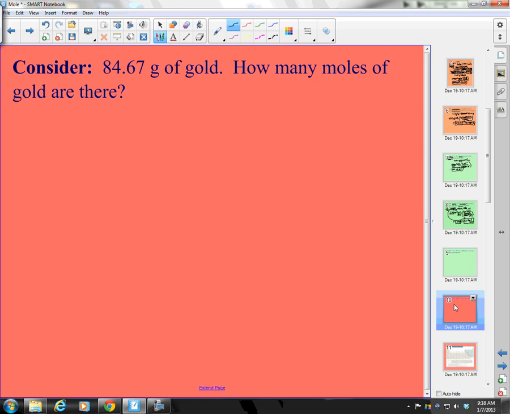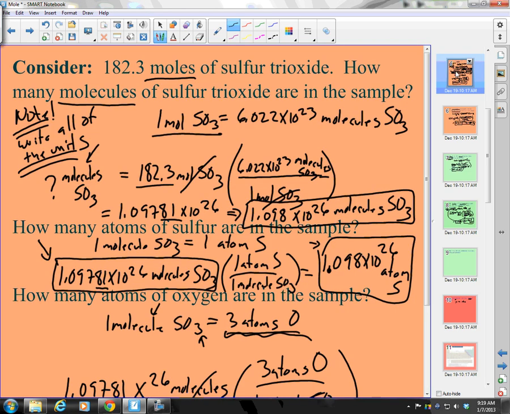Consider this color. Consider 84.67 grams of gold. How many moles of gold? Okay, so what am I doing? I'm going from grams to moles. Do we know how to go from grams to moles? Is grams a particle? Well, I don't quite remember. Let's see. What are my particles?